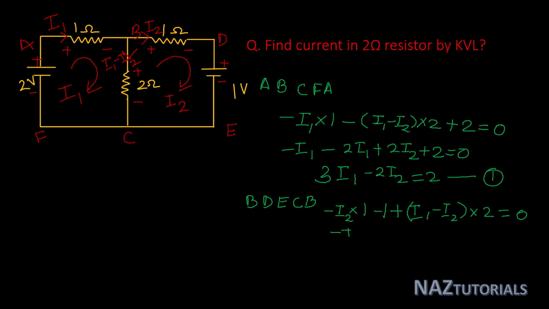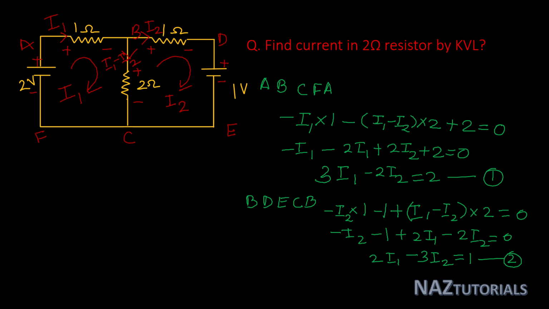You can say minus I2 minus 1 plus 2I1 minus 2I2 equals 0, or you can say 2I1 minus 3I2 equals 1. This is our second KVL equation.